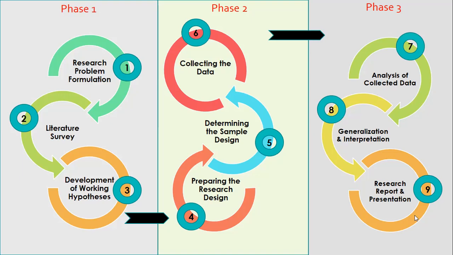You have to prepare the research design. You cannot jump directly into collecting the data if you have not prepared first the design or the methods of your research, right? And then under that, you also have to determine the sampling method, right? So the fifth step is to determine the sampling design.